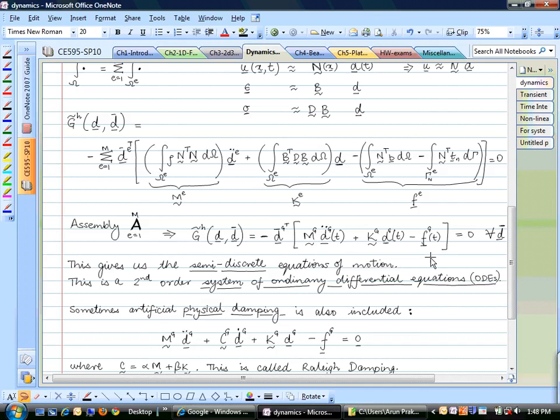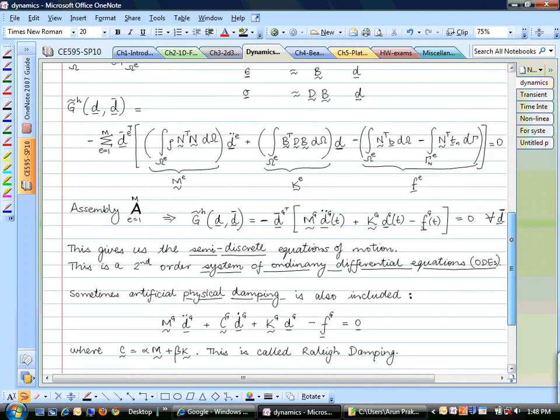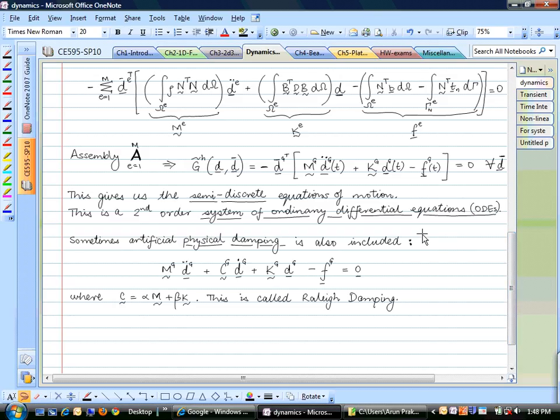So hopefully you are familiar with this equation of motion. You might have seen this before in different forms. And what sometimes people do is they add some physical damping. But this is some sort of an artificial physical damping. There's not much realistic basis to this. What people do is they say that there is a damping matrix, which is a linear combination of mass and stiffness. If you do that, the damping is proportional to the velocity. So the governing equation of motion for the finite element model turns out to be this.